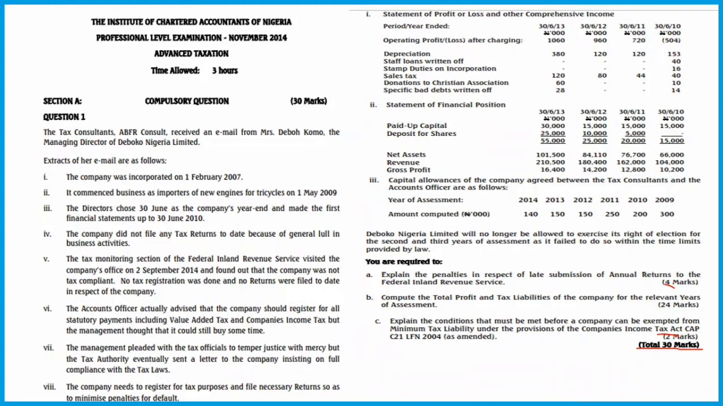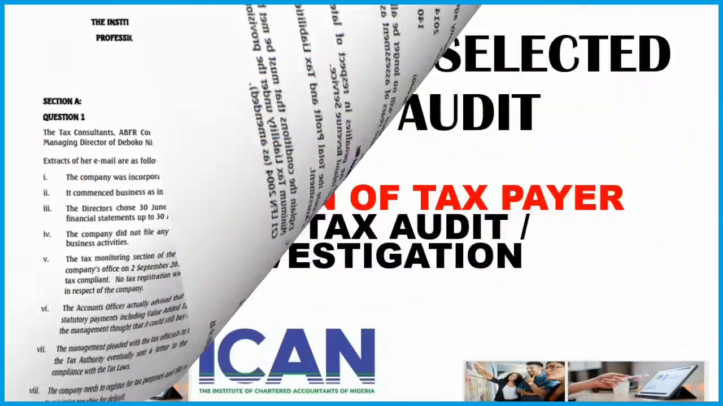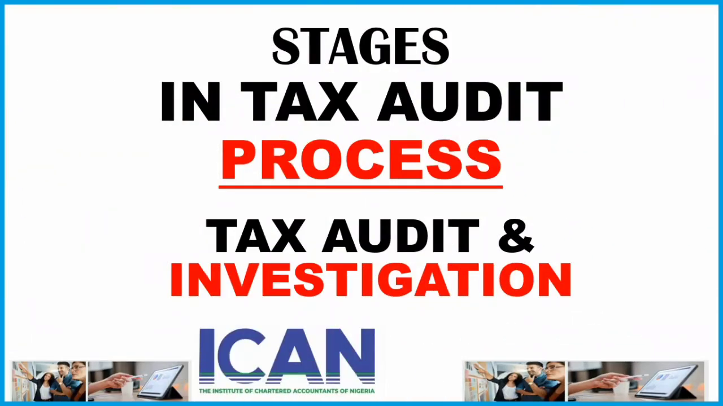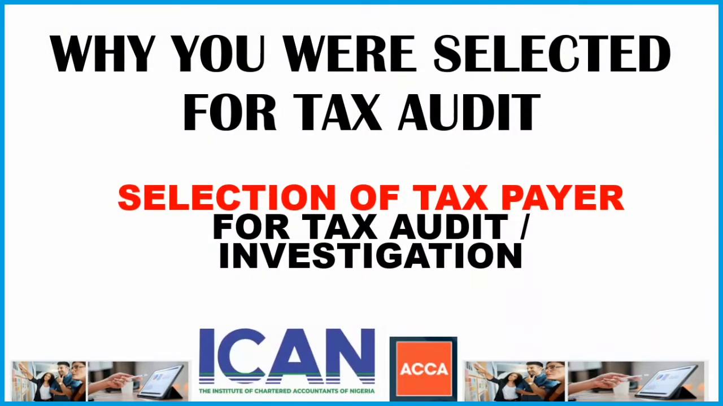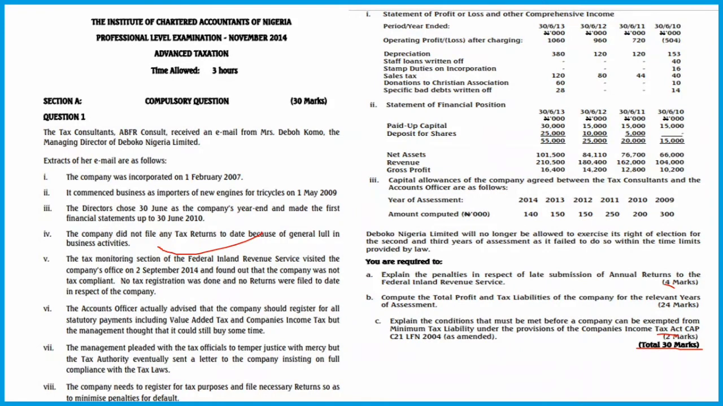Having said that, what predisposes them to tax investigation was this: the company did not file. Don't forget, we've done a lot of series that will let us know how tax authorities select taxpayers for tax audit. So that's number one, as we can see. So this series, you can look it up, selection of tax. We've dealt with it much there. So these are the things that predispose them for tax selection. Also now, the tax monitoring section of the Federal Inland Revenue or relevant tax authority visited the company and found out that the company was not tax compliant.